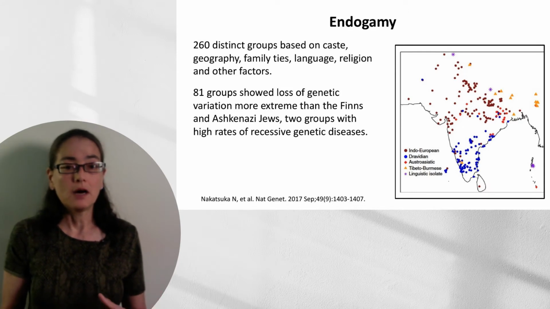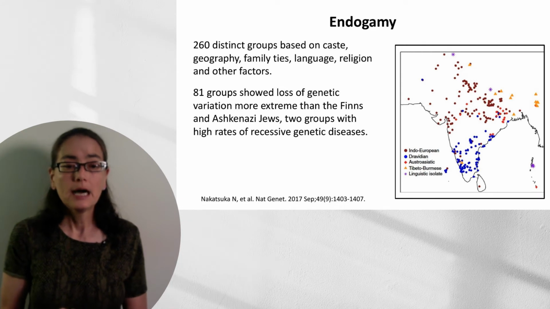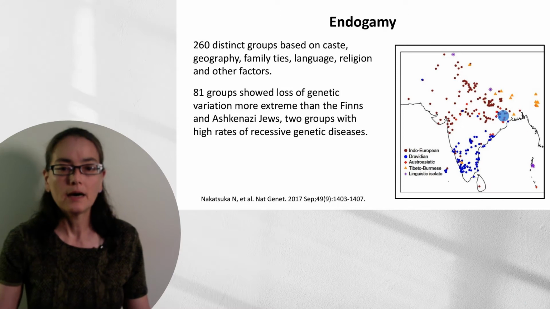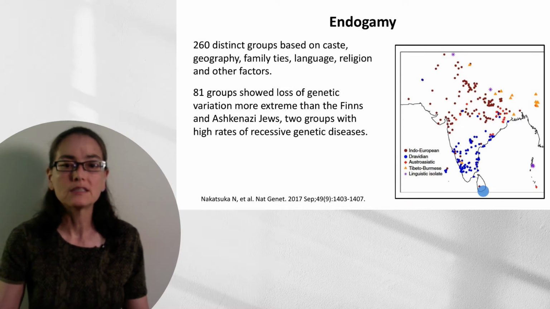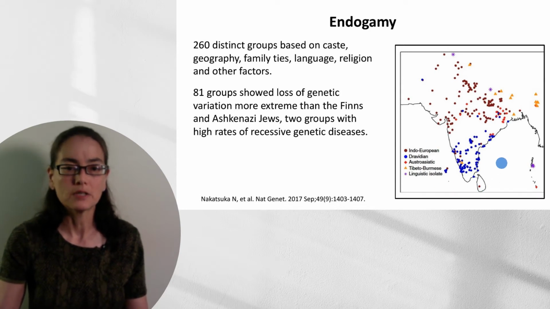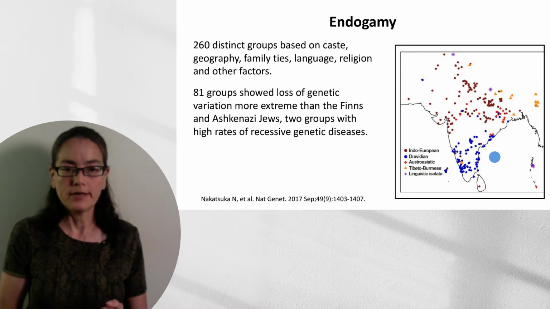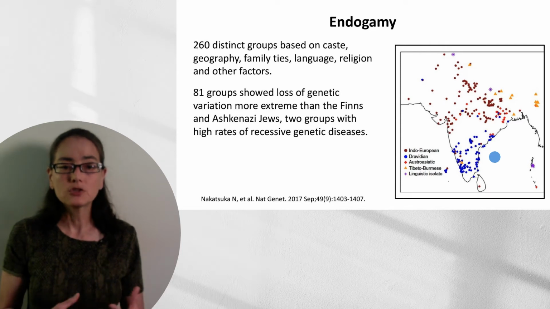And this can be based on caste or geography, family ties, language, religion, lots of other factors. Okay, and so this particular paper looked at over 260 distinct groups in Southeast Asia. Right, so you can see here they're defined by their linguistic group. And they did some beautiful molecular genetics on that and showed that 81 of these groups showed more loss of genetic variation than you would see in the Finns or the Ashkenazi Jews.